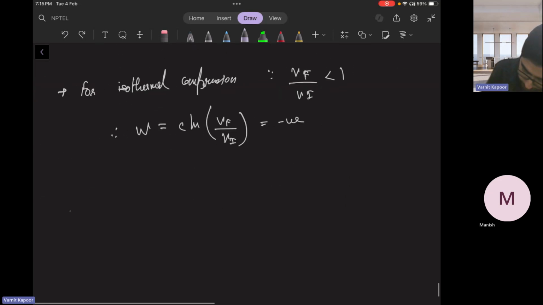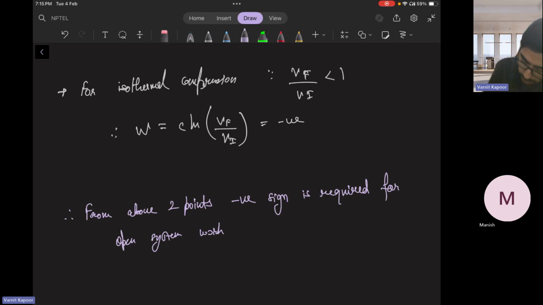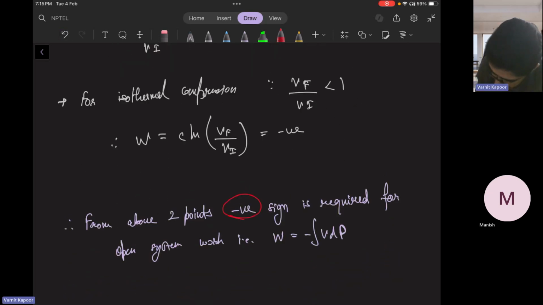From the above 2 points, the negative sign is required for open system work, that is negative of VdP. This negative I'm talking about.